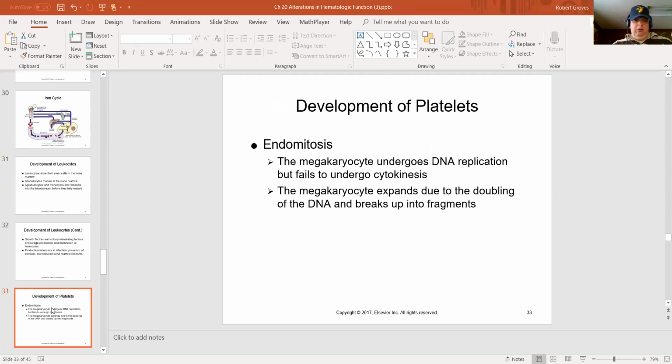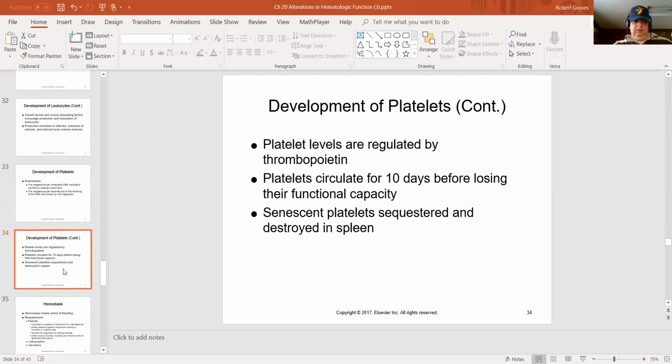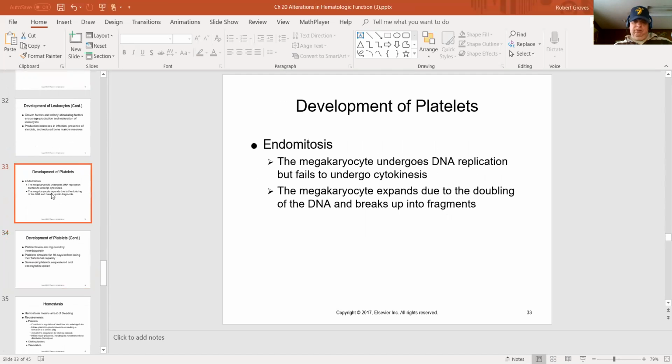Platelets are termed thrombocytes, and they are derived also from stem cells and progenitor cells. The process by which platelets are formed is called thrombopoiesis. The megakaryocyte progenitor is programmed to undergo an endomitotic cell cycle, or endomitosis, which results in platelets.